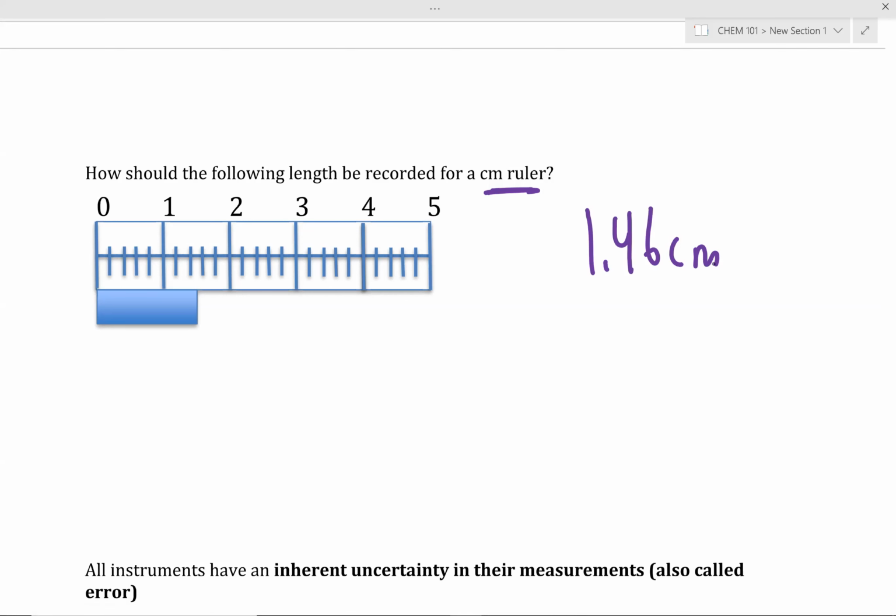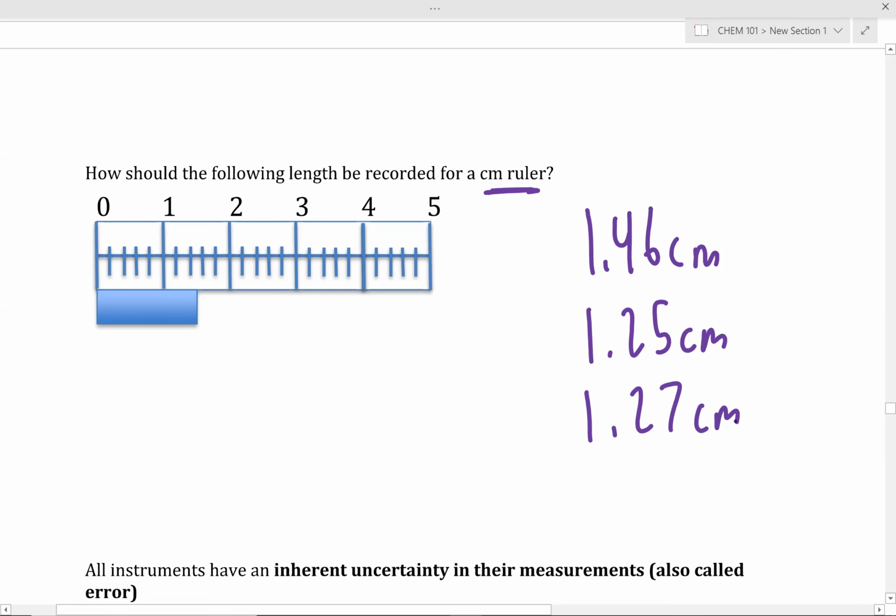Yes. Can I have another input? Don't be shy to share. Yes. 1.25. Okay. Would anyone else have another measurement that they'd like to take? Yes. 1.27. Okay. Would anyone else? 1.43. Okay. Anyone else?